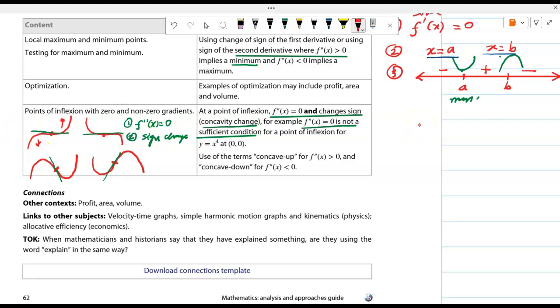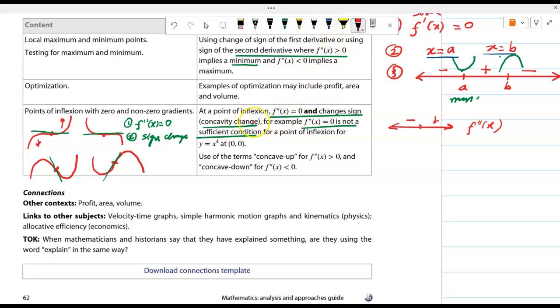So if it was a sign diagram for the second order derivative, this will be negative, and this will be positive. So concave down and concave up for second order derivative. First order derivative is going up and up only. So be careful of that. So both are there, and in IB, this is very important.